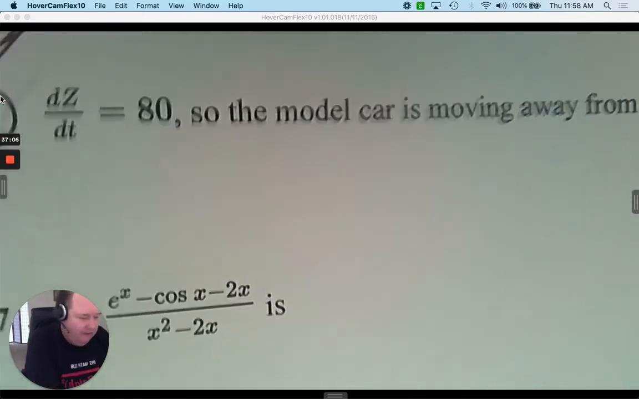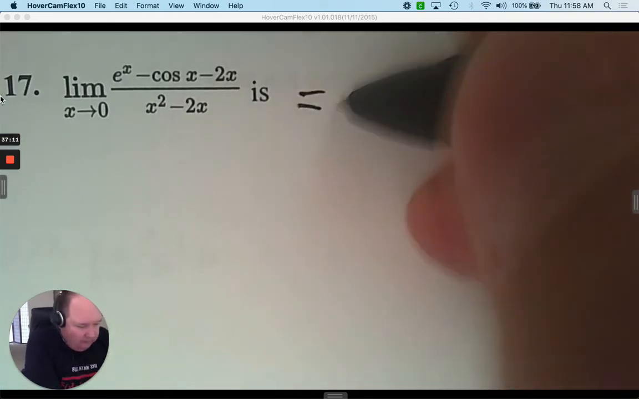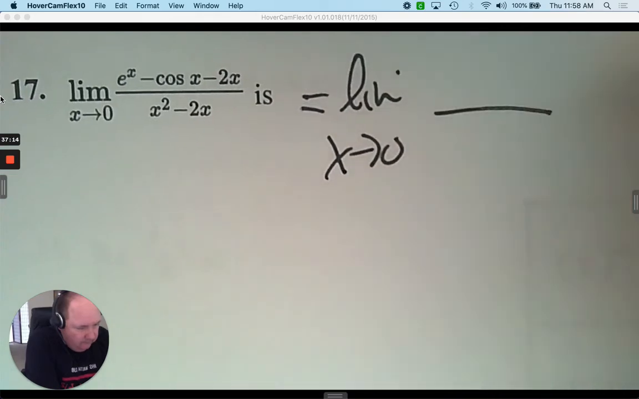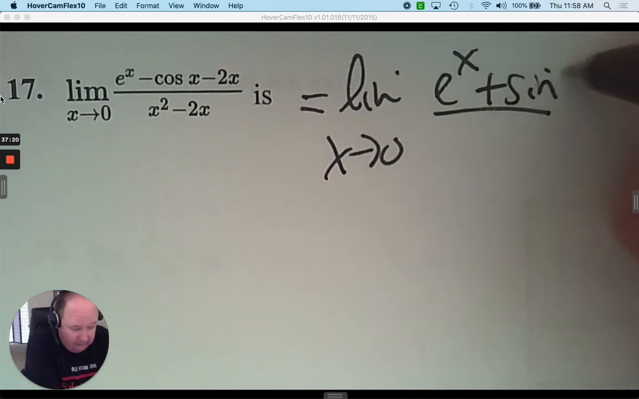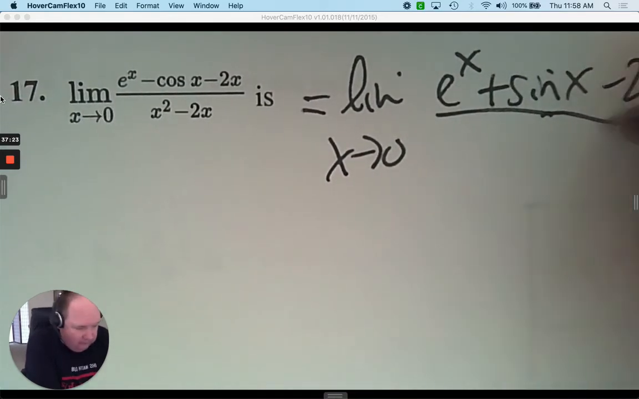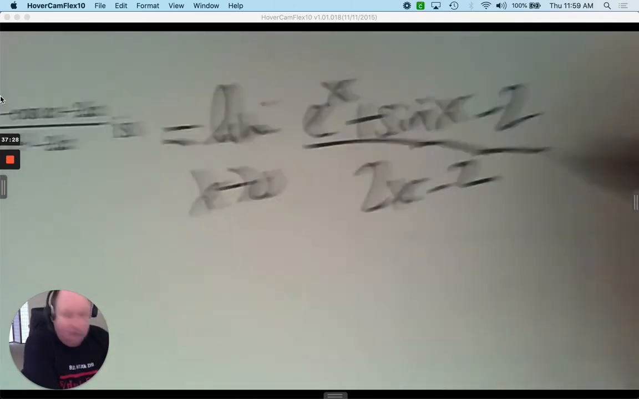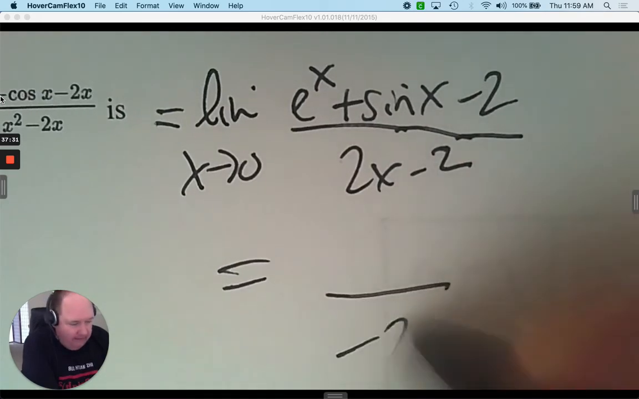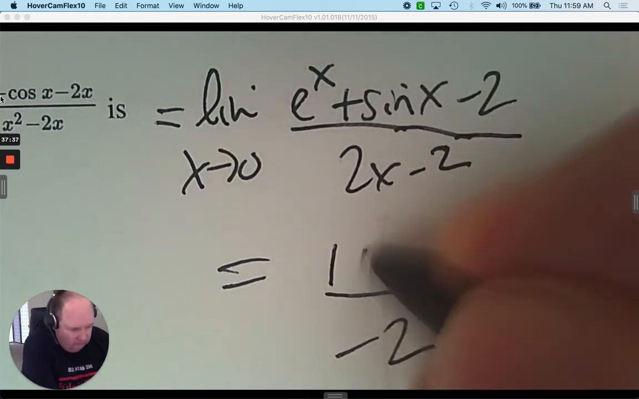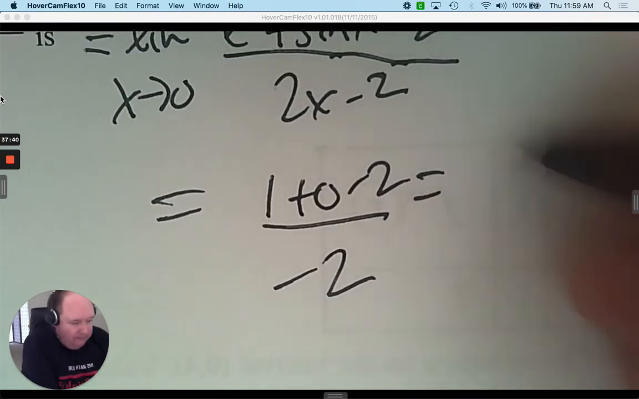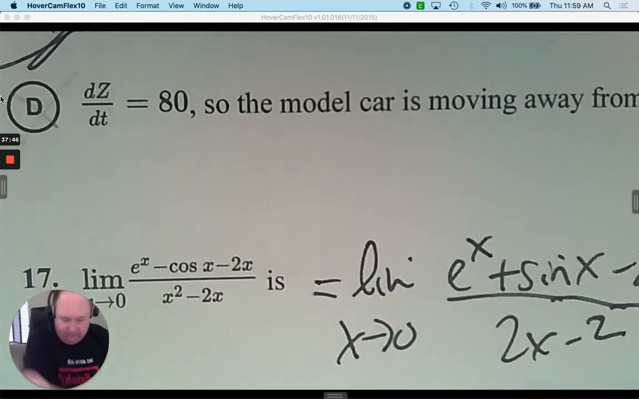All right, number 17, nowhere is challenging. What's the limit? This is indeterminate, so it's L'Hopital's rule. The derivative of e to the x is e to the x. The derivative of cosine is negative sine, but the two negatives make it positive. The derivative of negative 2x is negative 2. That's 2x minus 2. Plug in 0 again. I get negative 2 on the bottom. This is 1. This is 0. And that's negative 2. So if I put this together, I get negative 1 over negative 2. So that answer is positive a half.